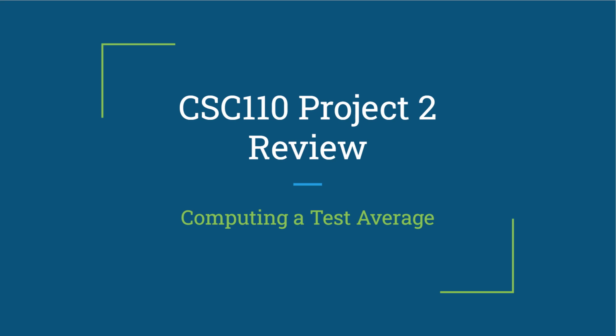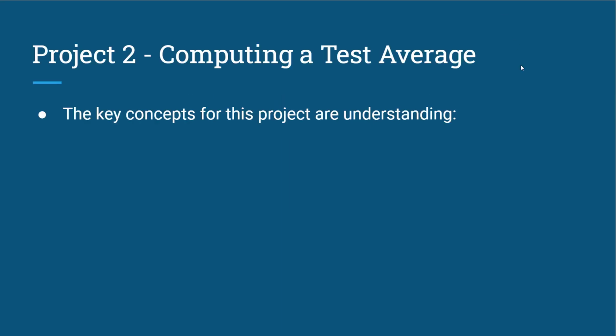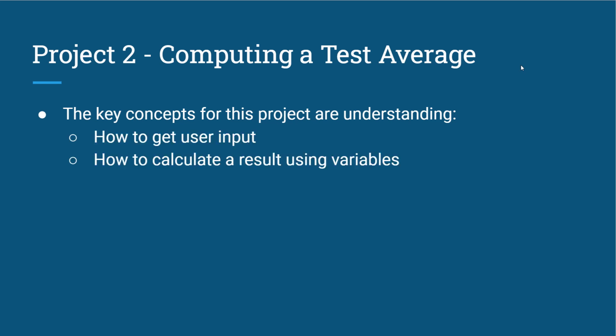Let's take a look at how we can solve project 2. So in project 2, we're computing a test average, and the key concepts that you need to understand for this is how to get user input, and then how to calculate a result using variables.